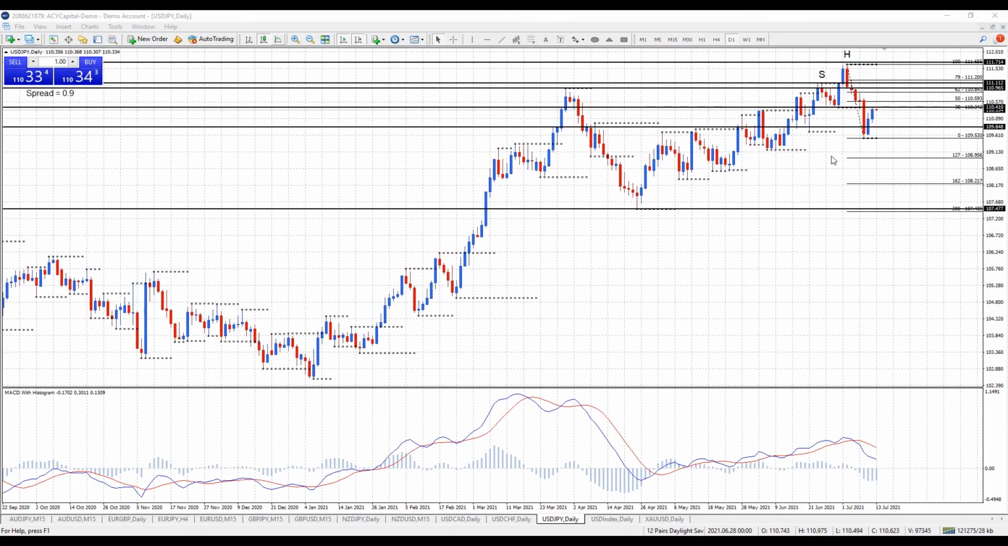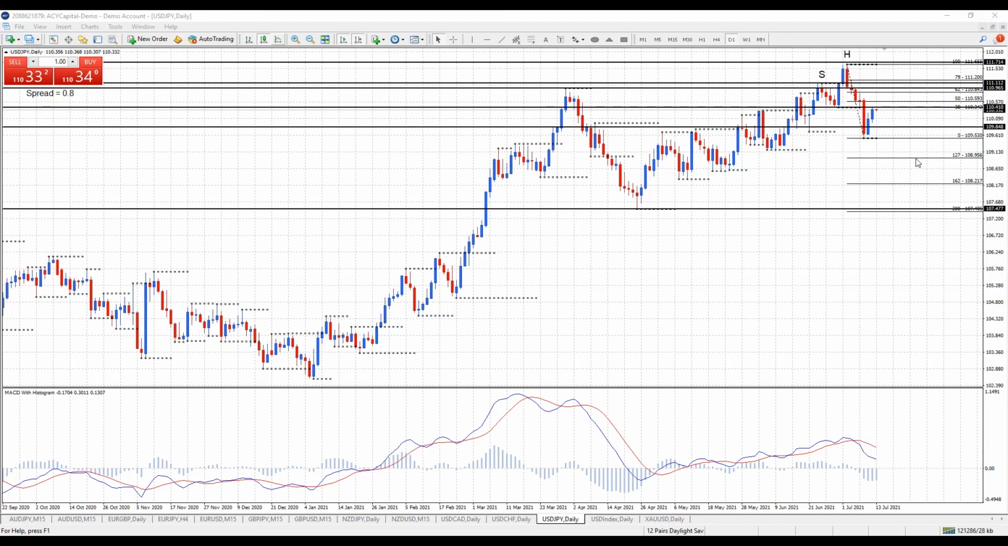Now if we drop back down to the day chart just to look for a profit target, if we could sell up here at 111, stop at 112, we could target down here at the 127 extension level. That's at 108.95, so approximately 109. That would give you a risk reward of 1 to 2.